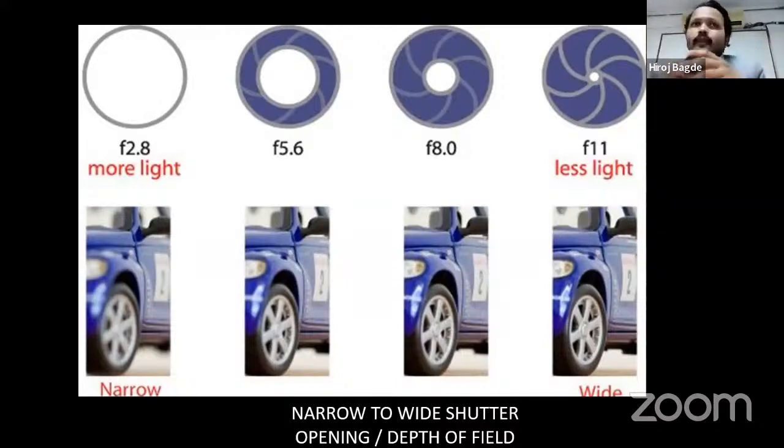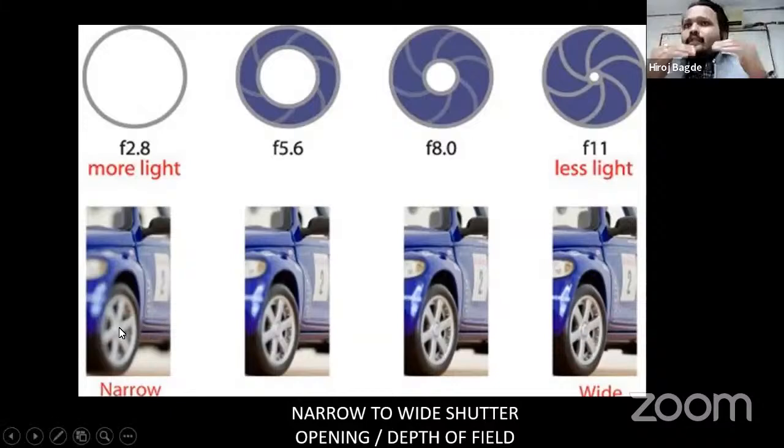Now, can you see the images here? We have f2.8, which means the lens is opened more, so we have more light. The image just below it, you can see we have a narrow field. What does narrow mean? It means it is having a narrow field of vision. I can visualize only a very narrow field, as compared to f11 where the aperture size is very small. So the light entering is very small, but I can get more details of the car.